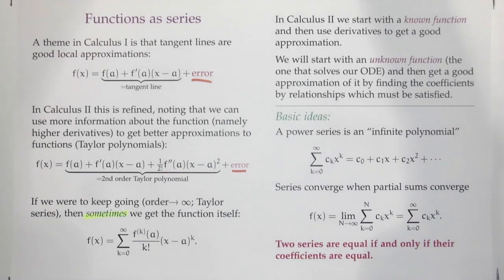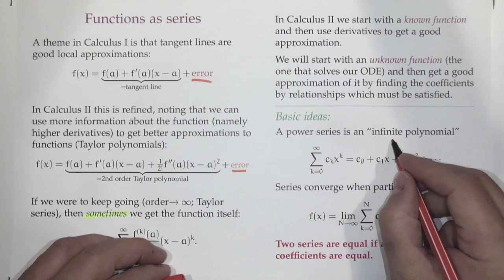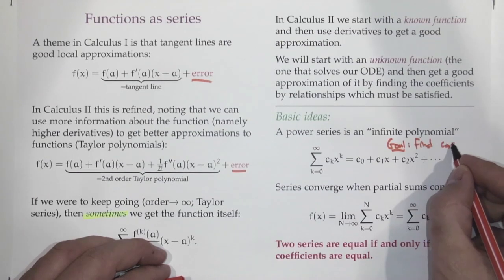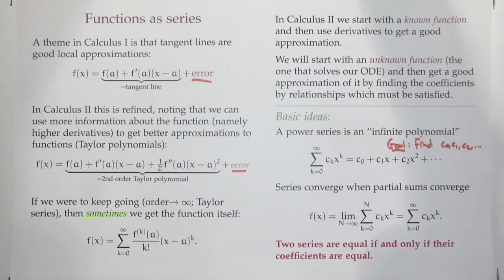So a couple of basic ideas that we'll mention here. We've already said a few things out loud. A power series is an infinite polynomial. And so really, we have all these c0, c1 x, c2 x squared, and so on. What's our goal? Our real goal is going to be to find these coefficients. What are they? If we knew what these values are, then we have a good approximation. And indeed, if we knew all the values, then we might have the entire function.